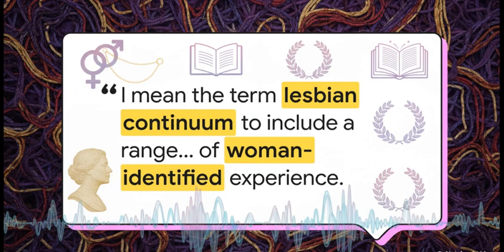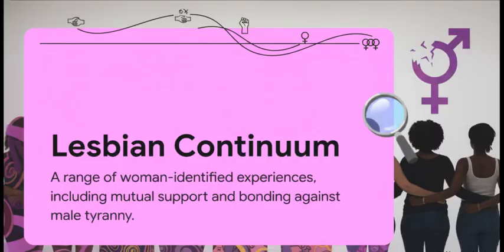In 1980, she came up with this really powerful new way of thinking about the bonds between women. She called it the lesbian continuum. And what she meant by that wasn't strictly about sexual experience. It was so much broader. It was about this whole spectrum of woman-identified experiences, things like deep friendships, supporting each other, bonding together against male power structures. It was a complete game changer in how people thought about female relationships.